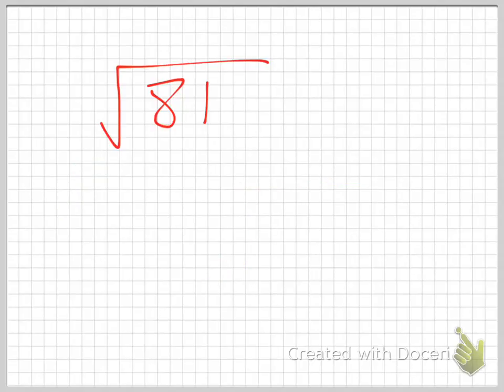Now, the square root of a number. Have we dealt with this a little bit this year? Yeah, a little bit, right? What does it mean? The square root of a number means, what does it mean, Jonathan? What number times itself is 81? What is that? 9. So the square root of 81 is 9.